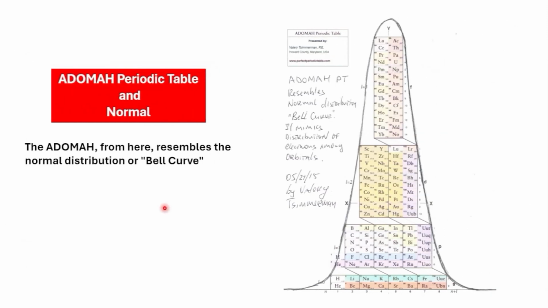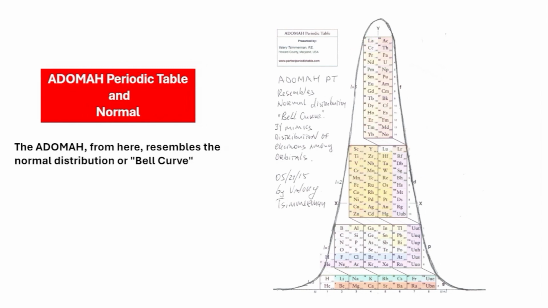Next one is the Adomah periodic table and normal distribution. The Adomah form here resembles the normal distribution or bell curve. So you can see this bell curve, bell shape. So how to fill? You have to fill it here, hydrogen and helium, then lithium, beryllium. Then you have to go here for the P block, boron, carbon, nitrogen, oxygen, fluorine, neon. Again after that, you have to fill this S block here, then you have to fill the P block. After that you will fill the D block like this, and then you will fill the F block like this. And you will stack them on top of each other.